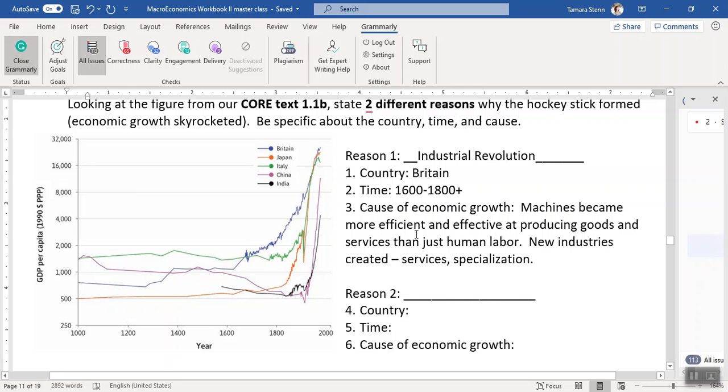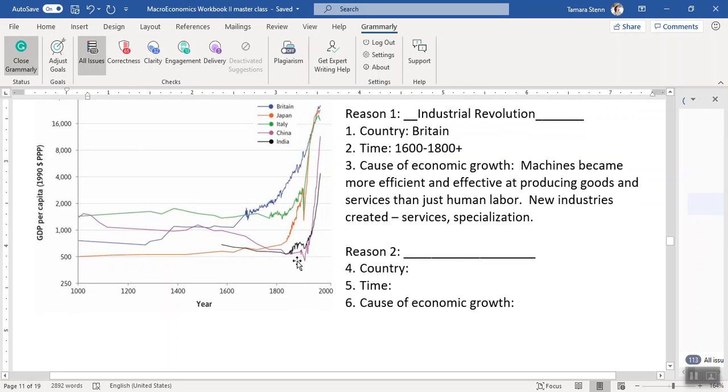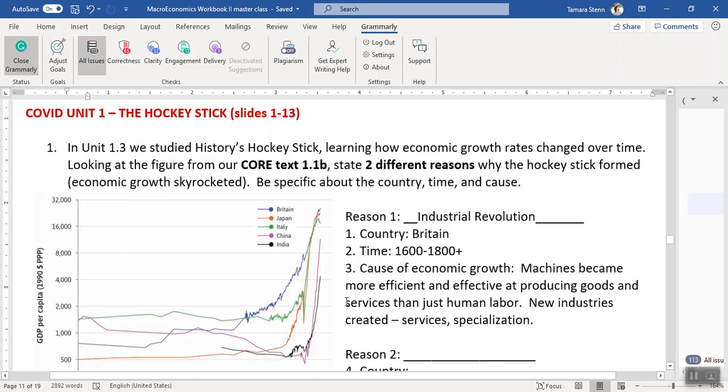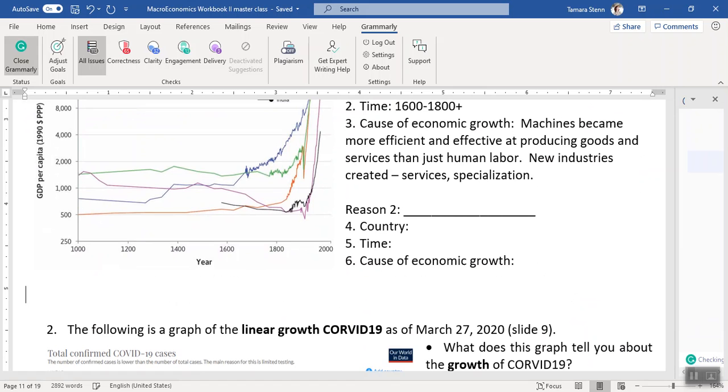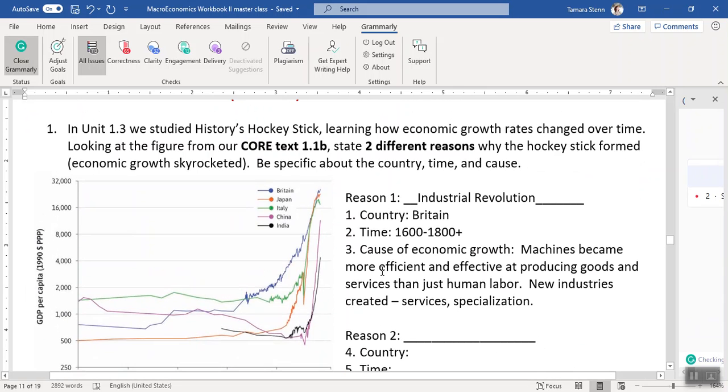So, and then reason number two, you guys get to think of that, right? So you might want to choose China and talk about, how did China jump into all of this economic growth suddenly in the 1900s, right? Or looking at Japan, right? How did Japan get in at the end of the 1800s? So go back, look at that. Okay, so it helps us remember, right? This hockey stick that we had worked with in the past.